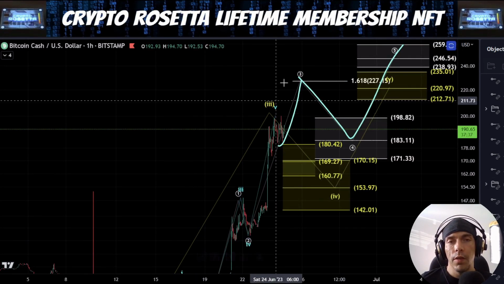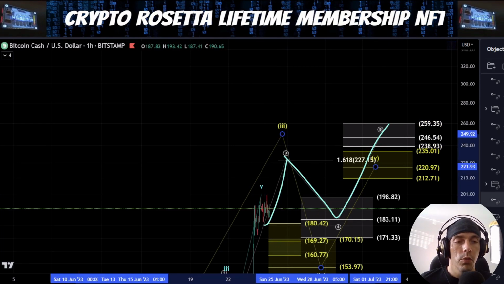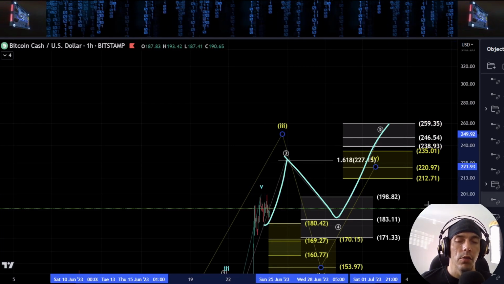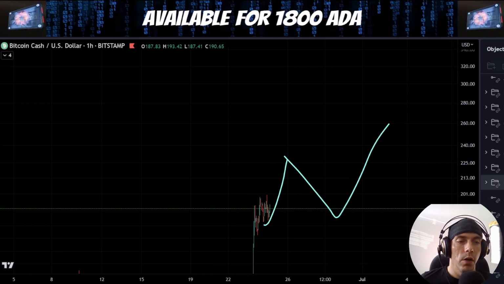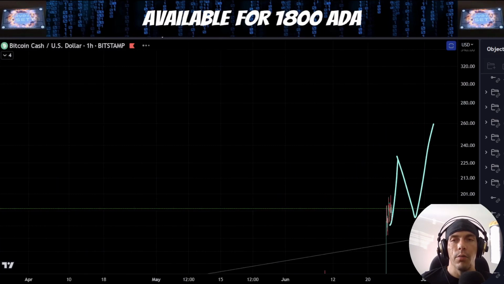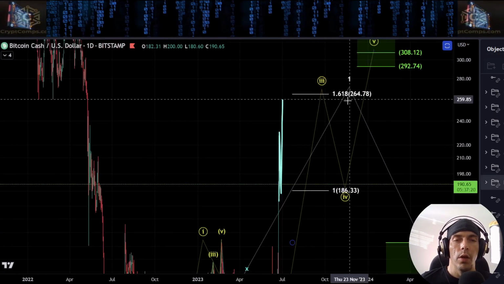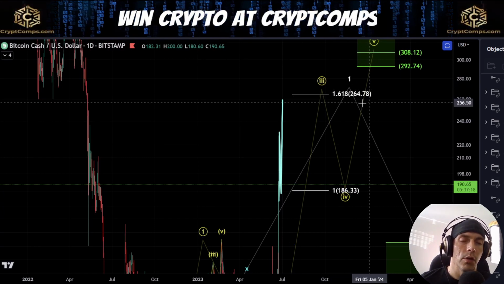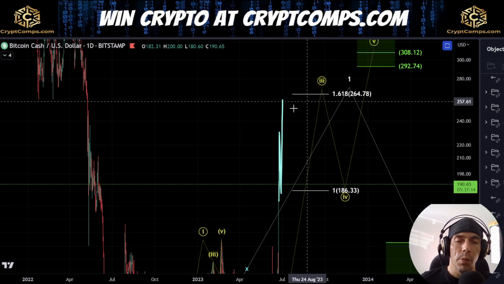Now, this would mean that this white count would all be this yellow third wave up here, which would tie into that bigger idea that, by the time we have an additional fourth and a fifth, we would actually be looking to target some of these higher ranges here. If I come back onto the daily, we're looking for this 1618 level at this 264 for this bigger yellow third wave.